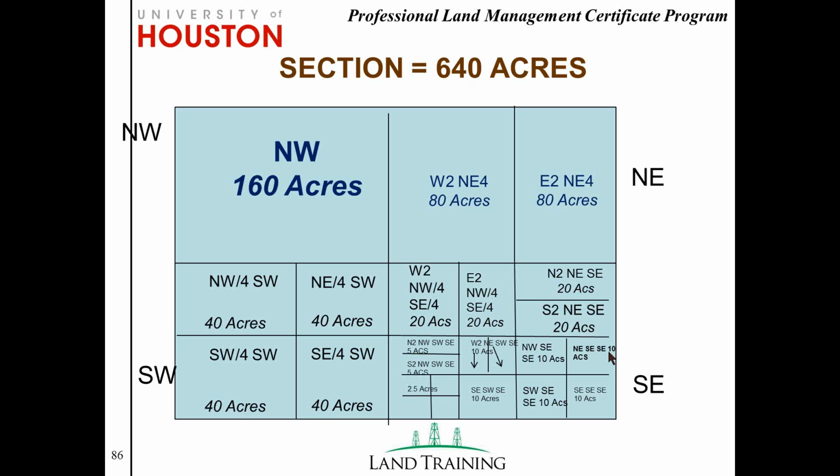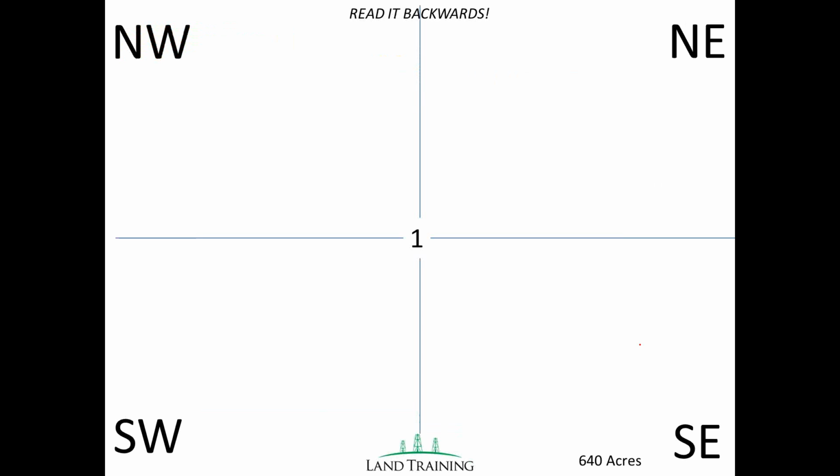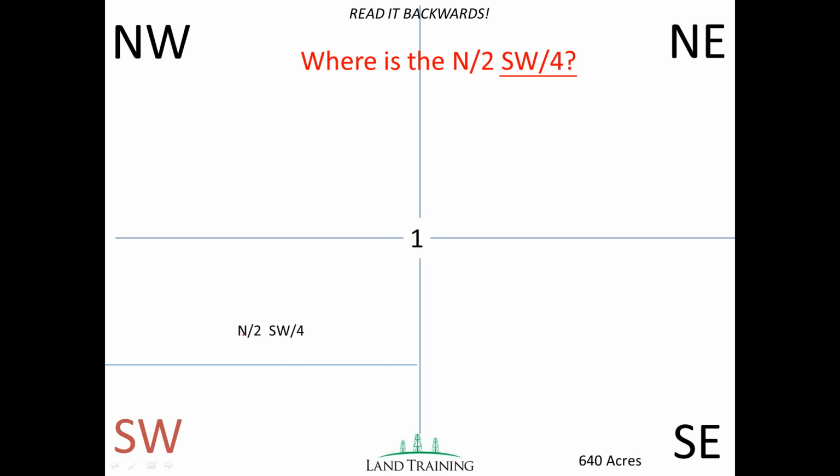Okay, so what we're going to do then is go on and talk about how you would read this description. So the question is, where is the north half of the southwest quarter? The first thing you're going to do is read this backwards. You're going to start with this southwest here. So you know that this description is going to be in the southwest quarter. So here's that southwest quarter, and then it's going to be the north half of it. So you're just dividing that southwest quarter into half. So here's your southwest. You're dividing it in half, and this is the north half of the southwest. Does everybody see that?